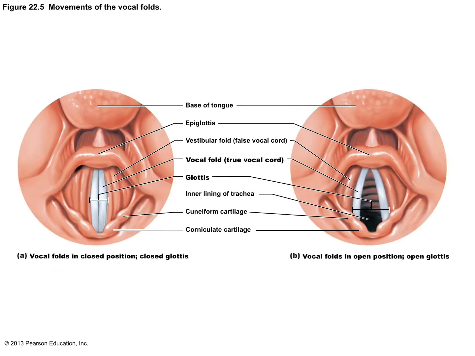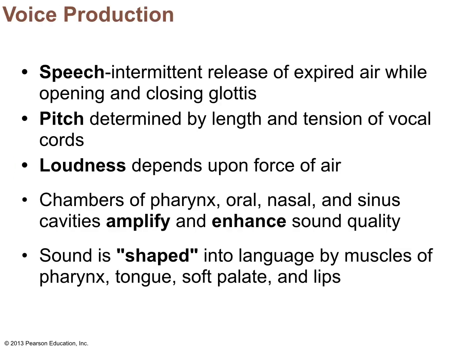Now, this view is looking down the throat, and you can see the white bands are the true vocal cords, and lateral to that are the false vocal cords. And you can see how they open and close, so you get this vibration of the vocal cords that's going to generate the sound.